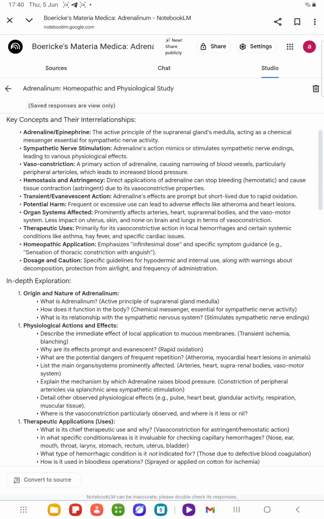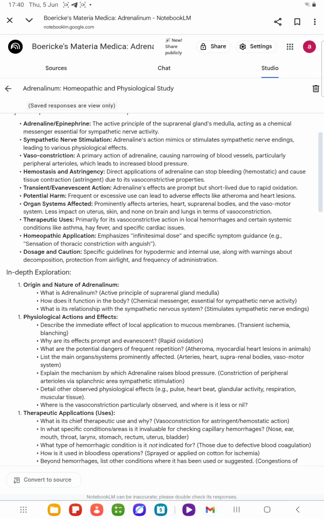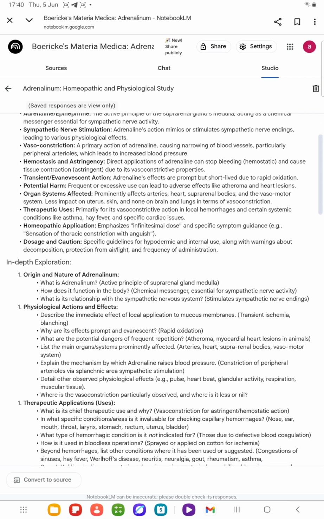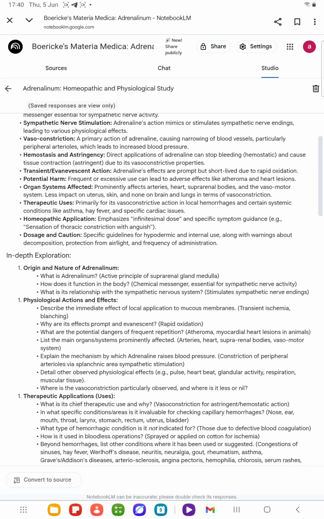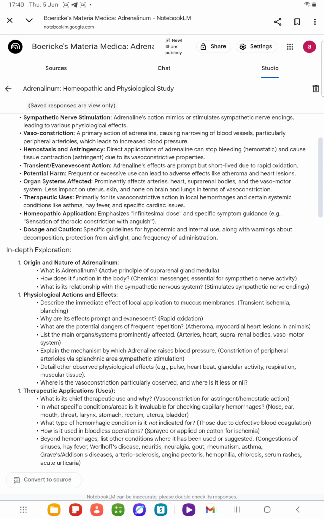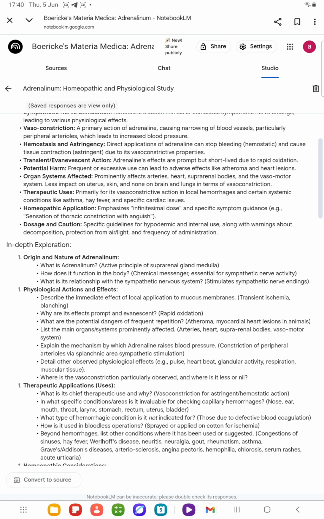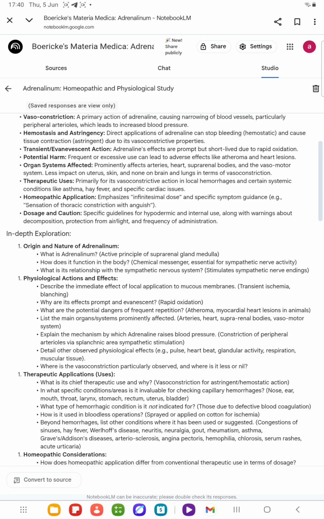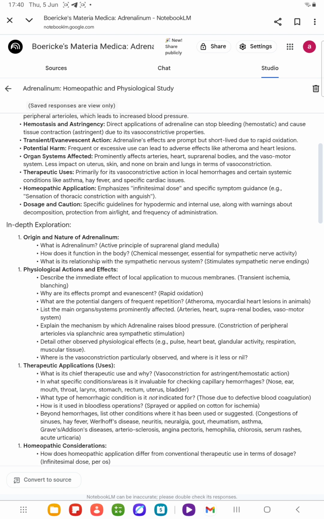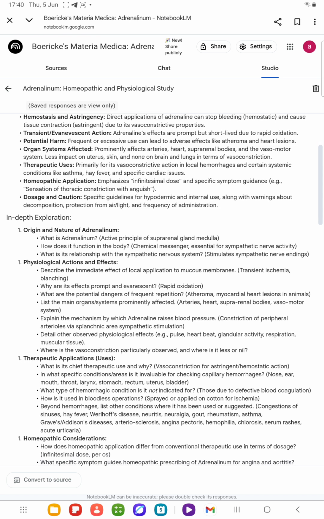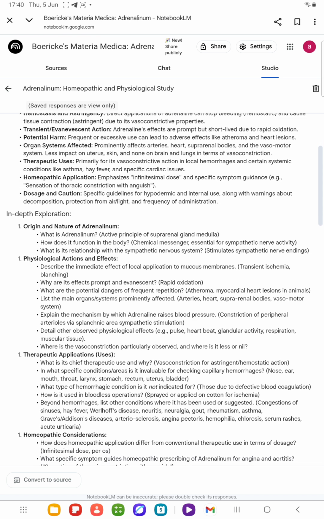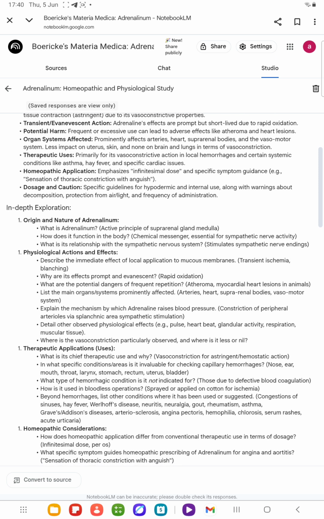And it lists specific places. Oh, yeah. Nose, ear, mouth, throat, larynx, stomach, rectum, uterus, bladder. Quite a list. But it makes a distinction, right? It's not for all types of bleeding. Crucially, yes. It says it's not for bleeding disorders where the blood itself doesn't clot properly, like hemophilia in the modern sense. It's for leaky pipes, essentially, not faulty fluid.